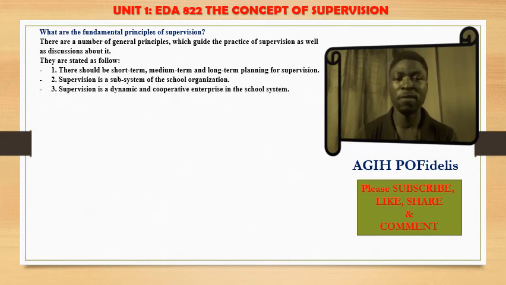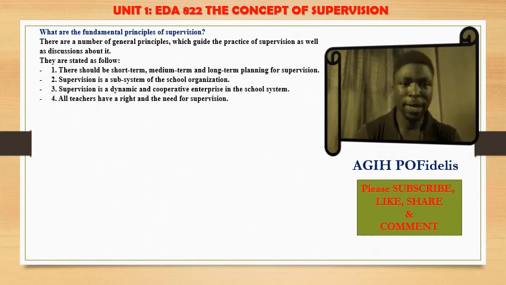The third one, supervision is a dynamic and cooperative enterprise in the school system. To say that supervision is dynamic simply means that it is continually changing and progressive in nature. And to be a cooperative enterprise, we mean that there must be someone who is willing to offer the guide, since we said supervision is a form of guide given to someone else by a more experienced person. So there must be somebody who is willing to offer such guide, and someone who is willing and determined as well to follow the guidelines and directions specified. That is what we mean by being a cooperative enterprise.